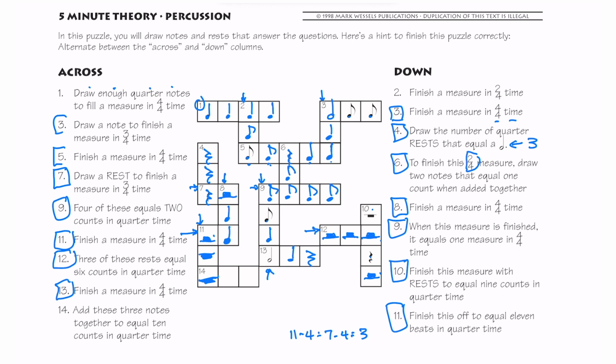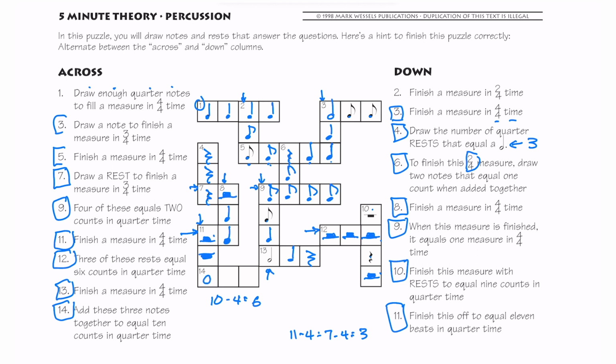All right, so we're starting with a whole. So 10 minus 4 equals 6. So now I need 6 more counts. So I could do a whole and a half, or I could add these 3 notes together. Well, that's a rest. So how did that work? I guess I messed that up. That means that this is not a whole rest. That means this is a whole note.